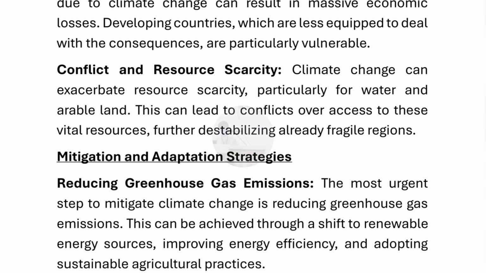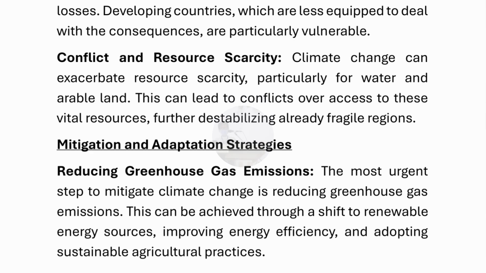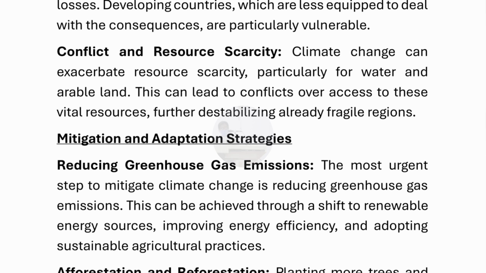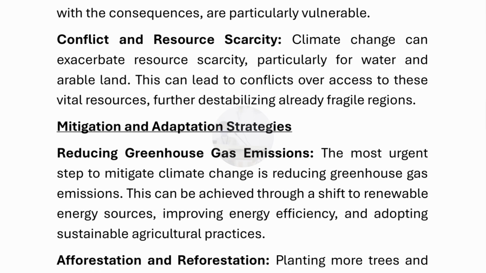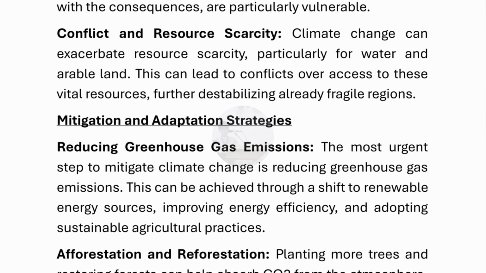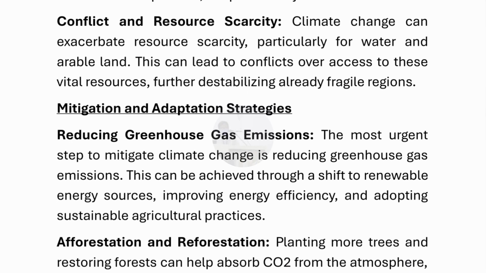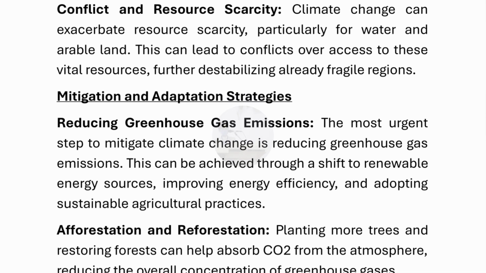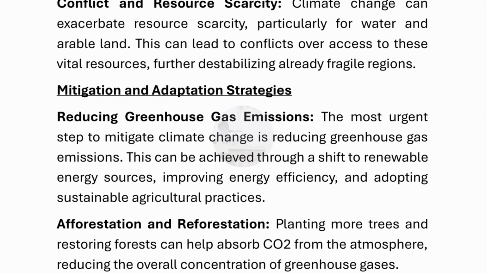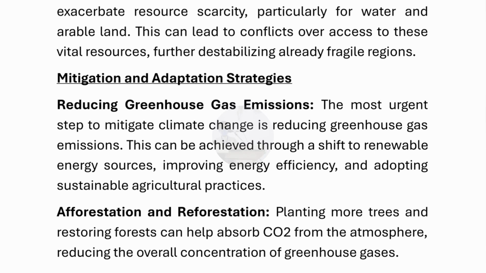Conflict and resource scarcity. Climate change can exacerbate resource scarcity, particularly for water and arable land. This can lead to conflicts over access to these vital resources, further destabilizing already fragile regions. Mitigation and adaptation strategies. Reducing greenhouse gas emissions. The most urgent step to mitigate climate change is reducing greenhouse gas emissions.